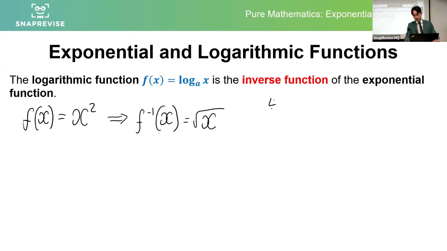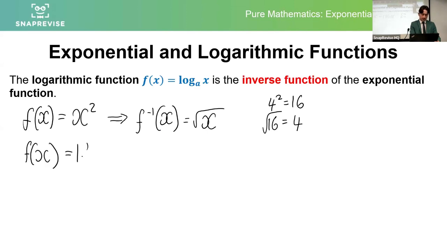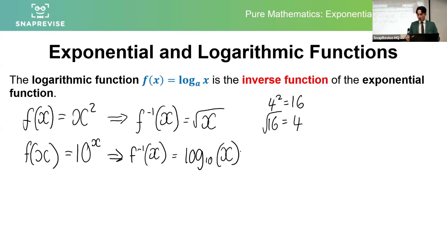Because if we have 4 squared, 16, and 16 square rooted is 4, it's the reverse process. Likewise, if the function was 10 to the x, the inverse function would be log base 10 of x. Now, some of the older calculators just write log, and they mean log base 10, or lg for the really old textbooks and really old calculators.